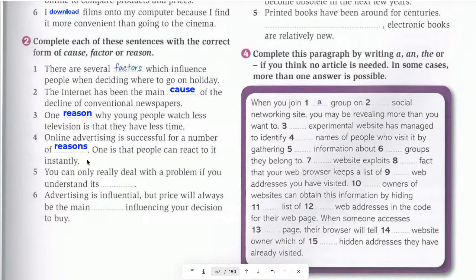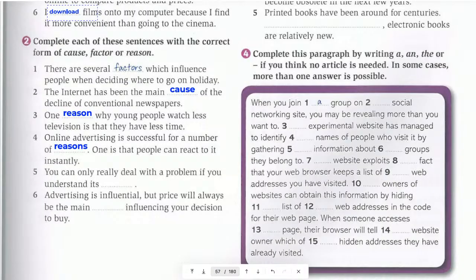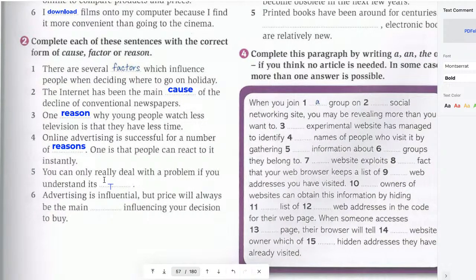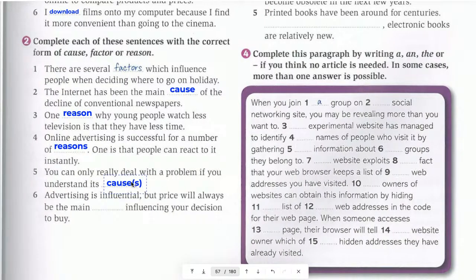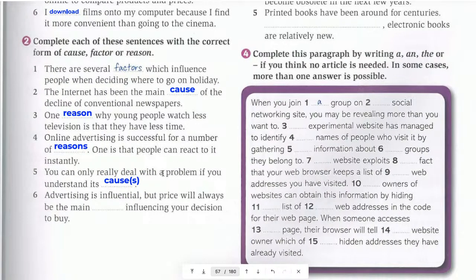Understand its what? Number 5, that is cause, or causes, okay? Cause or causes. You can use singular or plural here, it doesn't really matter. Here they're not trying to explain anything. They don't give examples or anything. So we use the word cause here instead of reasons.